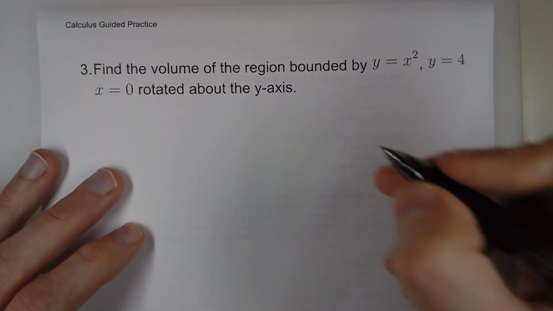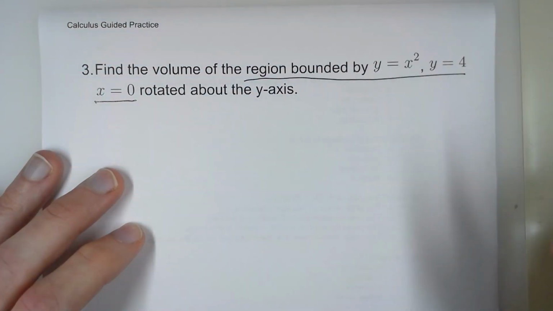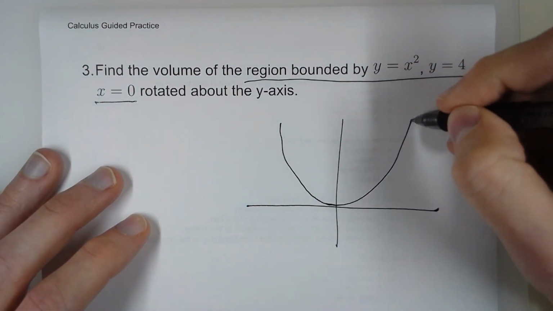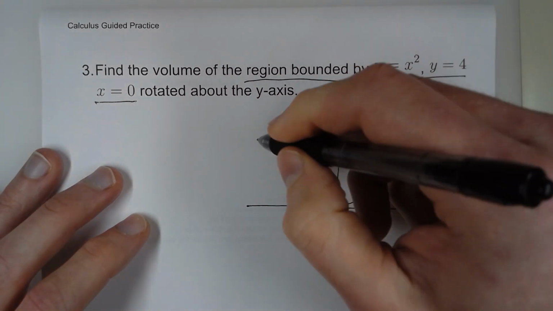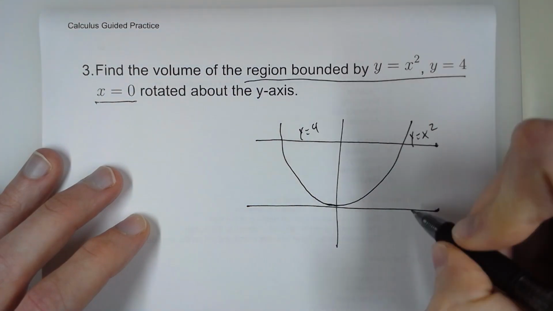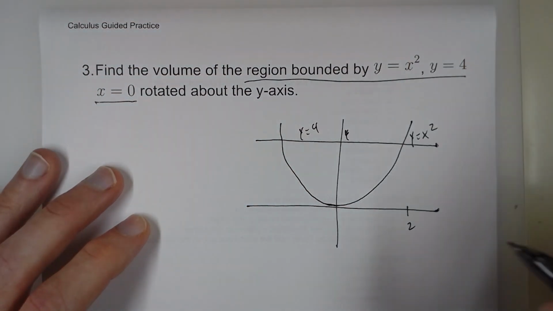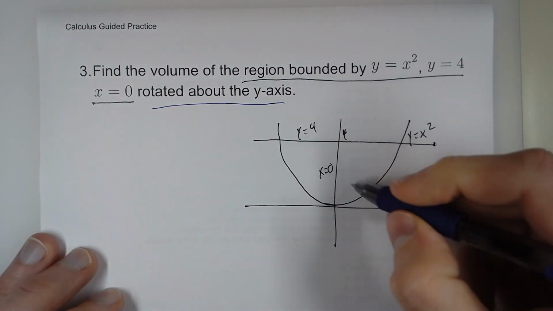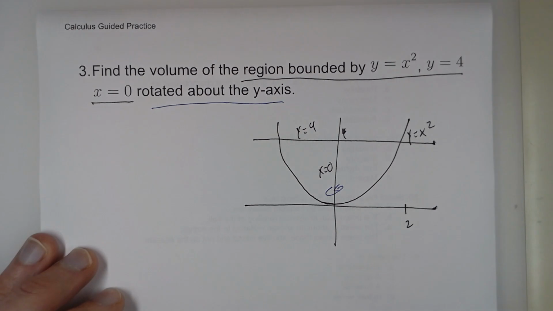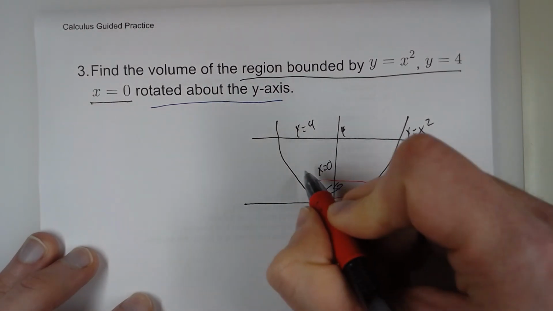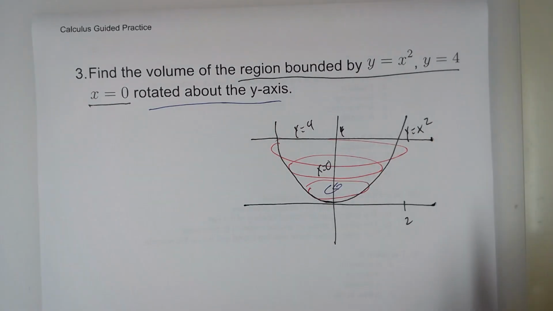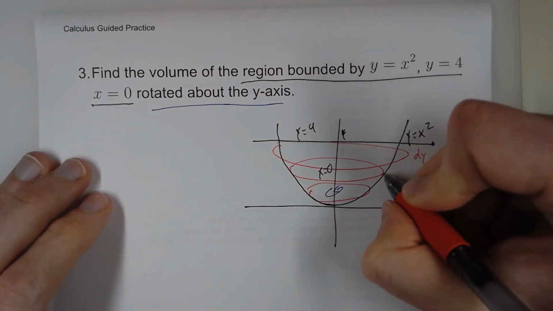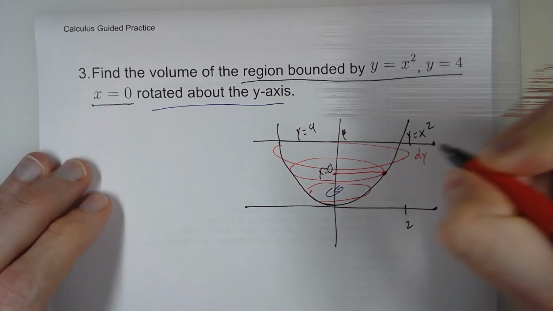On this last one, first we want to find the region. It's bounded by these 3. So we have y equals x squared, y equals 4. This happens at 2, 4, and x equals 0. And it's rotated about the y-axis. So we're talking about this region rotated this way. So our circles, our discs, are going to look like that, stacked this way. Now their thickness is dy, and their radius goes from the center out to here.